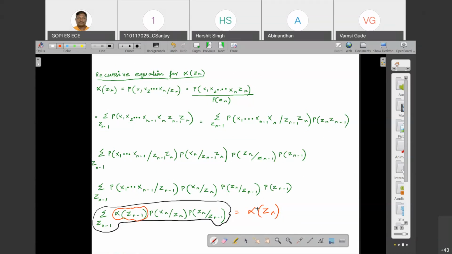So if I know alpha of Z1, we can get alpha of Z2. If I know the value of alpha of Z2, we get the value of alpha of Z3. It goes like that, and we get alpha of Zn. This is called the forward part, forward prediction. You are going to compute these values like this. And then in the same fashion, we have beta.